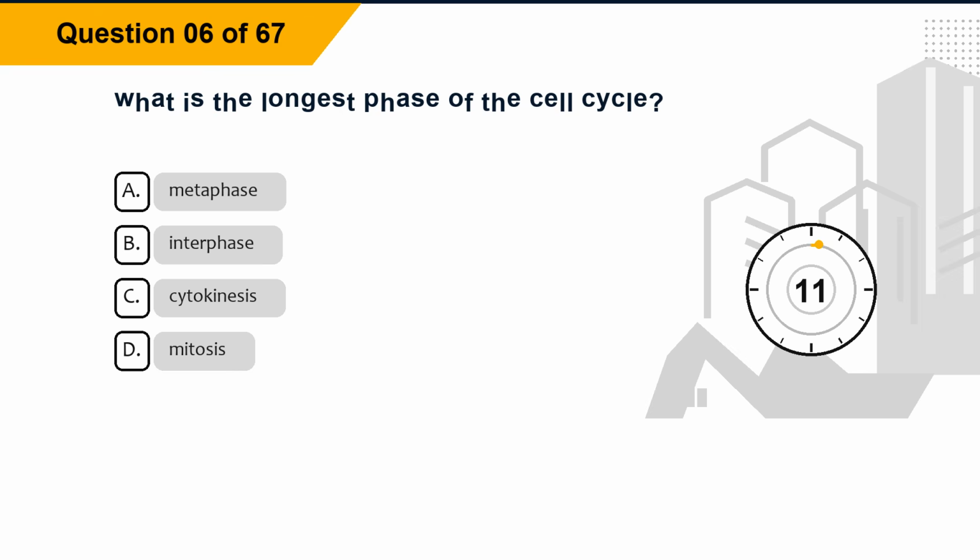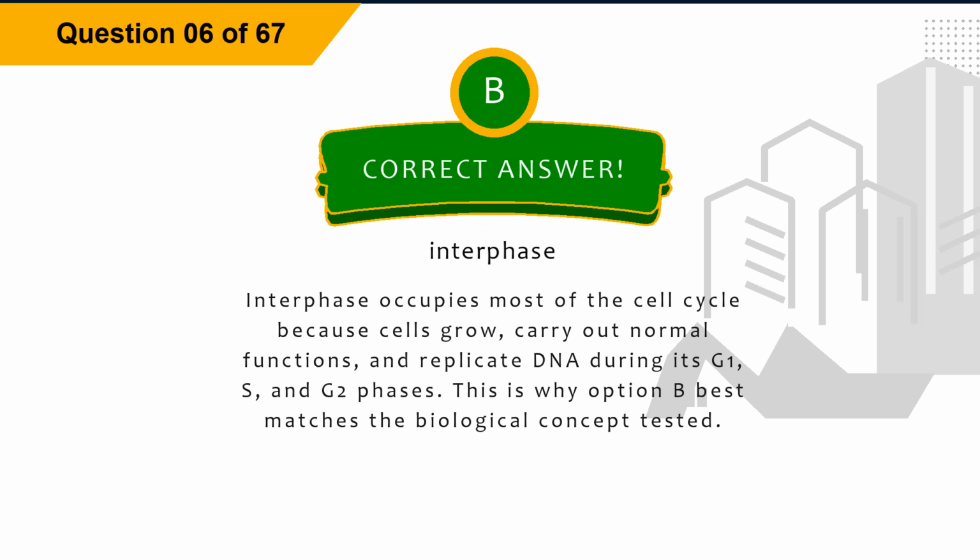Question 6. What is the longest phase of the cell cycle? Option A, metaphase. Option B, interphase. Option C, cytokinesis. Option D, mitosis. The correct answer is option B, interphase. Explanation. Interphase occupies most of the cell cycle because cells grow, carry out normal functions, and replicate DNA during its G1, S, and G2 phases. This is why option B best matches the biological concept tested.